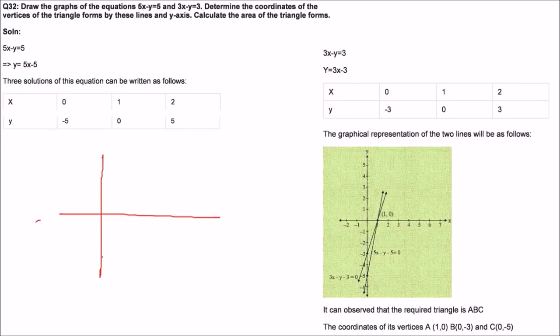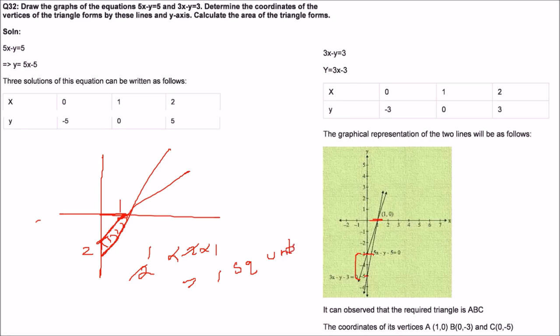Now one line is this one and the other line is this one. So here we have a triangle like this. This is our triangle. So base is this one, from this point to this point. See, this is -3, this is -5. So length will be 2. And what will be the height? Height will be this one. What is the height? 1. So half into 2 into 1, that is 1 square unit will be the area. Okay, I hope you'll be able to find out the intersection points or the vertices.